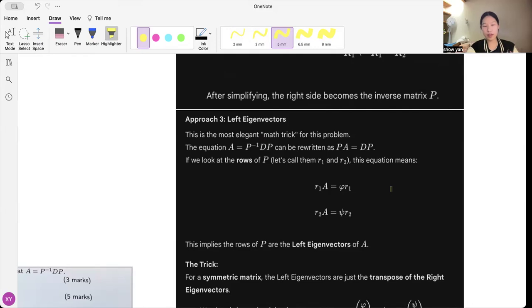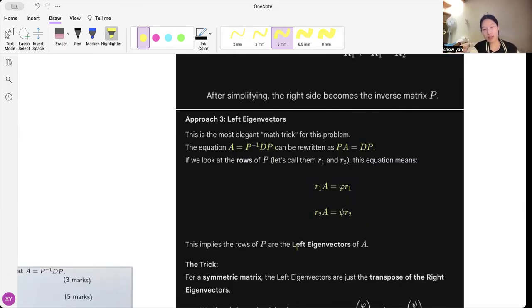And then the third approach, I think, is the nicest, because we take advantage of a property that we have: A equals P inverse DP. So we can just multiply P at the front of the equation. Then we get PA is equal to DP. That's a very nice equation, right? We know it's a 2 times 2, so we write the rows of P. If it was n times n, it's expandable as well. So then we have R1 A is equal to the golden ratio times R1, and R2 A is equal to the other root times R2.